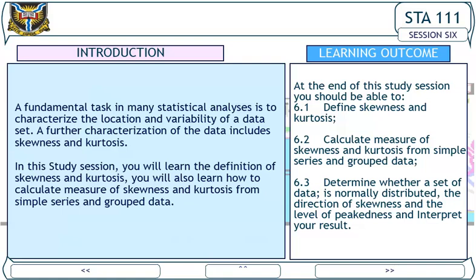Learning outcomes for study section 6. At the end of this study session, you should be able to define skewness and kurtosis, calculate measures of skewness and kurtosis from simple series and grouped data, determine whether a set of data is normally distributed, the direction of skewness and the level of peakedness, and interpret your result.